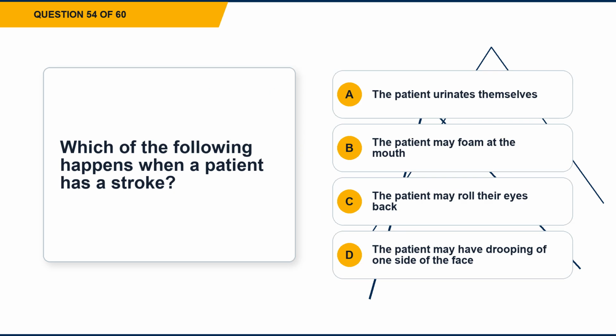Question 54. Which of the following happens when a patient has a stroke? Option A, the patient urinates themselves. Option B, the patient may foam at the mouth. Option C, the patient may roll their eyes back. Option D, the patient may have drooping of one side of the face.